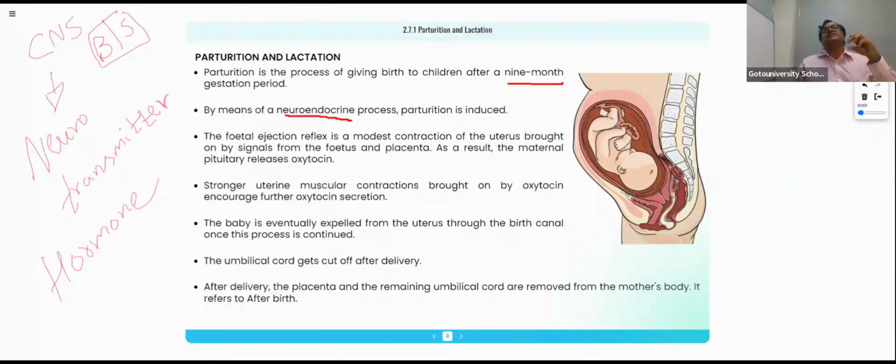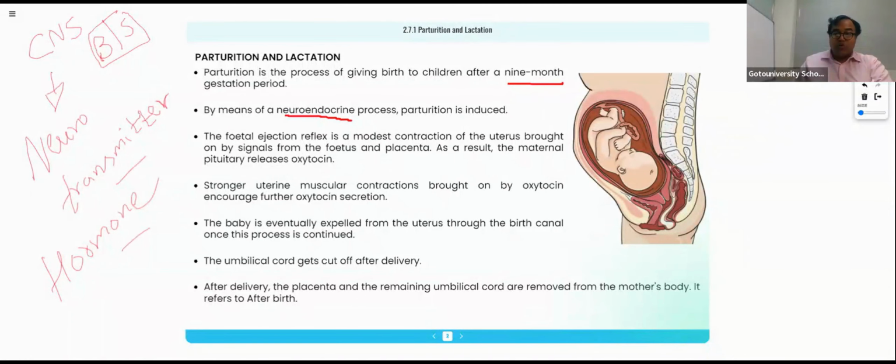This is the way the pregnancy is supposed to happen. This is the way the lactation is supposed to happen. Okay, this is the way the parturition, also called labor period, is supposed to happen. I already told you, right? How it is supposed to happen is controlled by neurotransmitters and hormones.